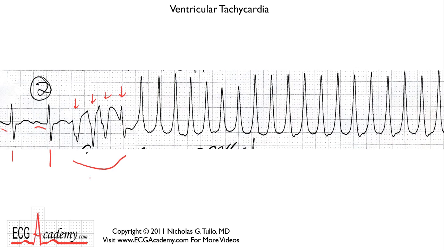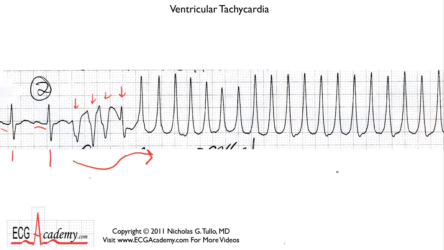So this is polymorphic ventricular tachycardia. Polymorphic meaning the beats look different from each other. They have different morphologies. And that 4-beat run of polymorphic VT then gets stuck in a reentry circuit that immediately organizes into a monomorphic ventricular tachycardia, here at a rate of about 230 beats per minute.